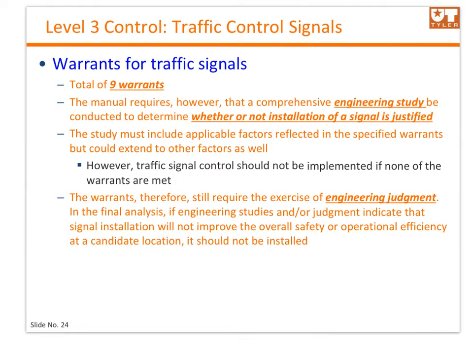To have a traffic signal at a certain location, there are 9 warrants, or 9 specifications or conditions, that the MUTCD defines, and if we meet at least one of these 9, we can add a traffic signal at this location. The MUTCD manual requires, however, that a comprehensive engineering study must be conducted in order to determine whether or not installation of a signal at a certain location is really justified. That study has to include applicable factors reflected in the specified warrants, but it could also be extended to other factors, depending on the case.